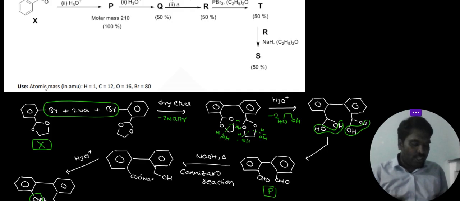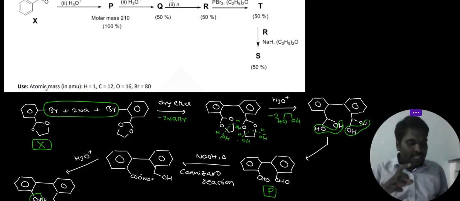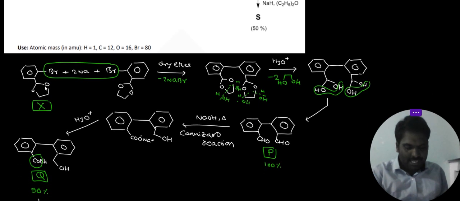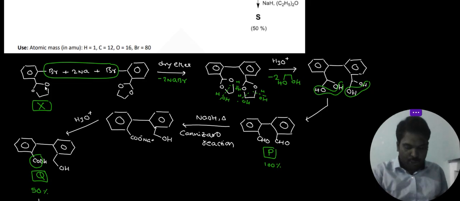So biphenyl at ortho positions, two aldehyde groups are there. So it will undergo Cannizzaro reaction. So Cannizzaro reaction, one aldehyde oxidized, another aldehyde reduced, followed by protonation. That COO minus Na plus will be converted into COOH. That is Q.